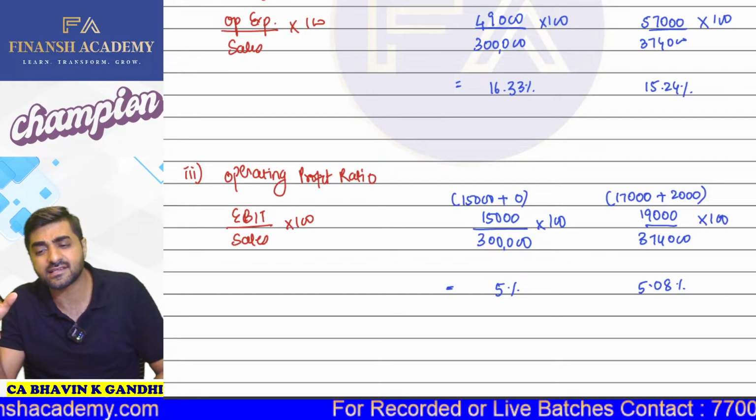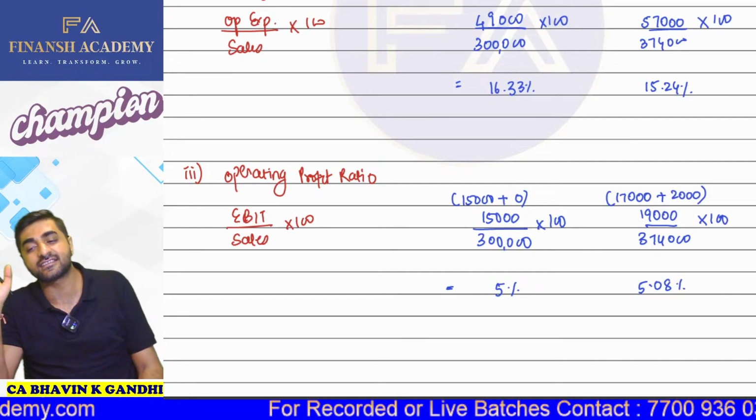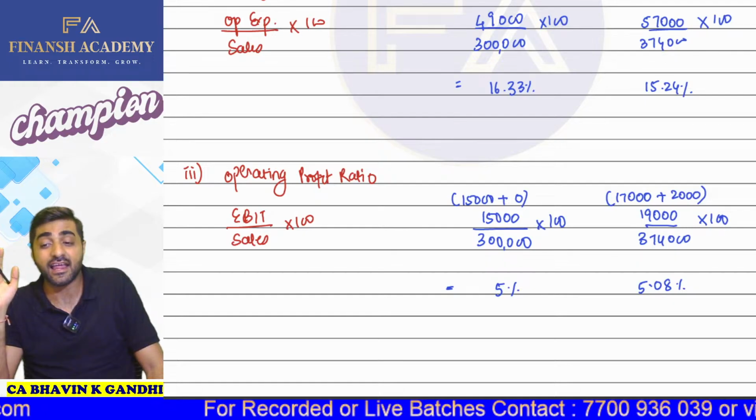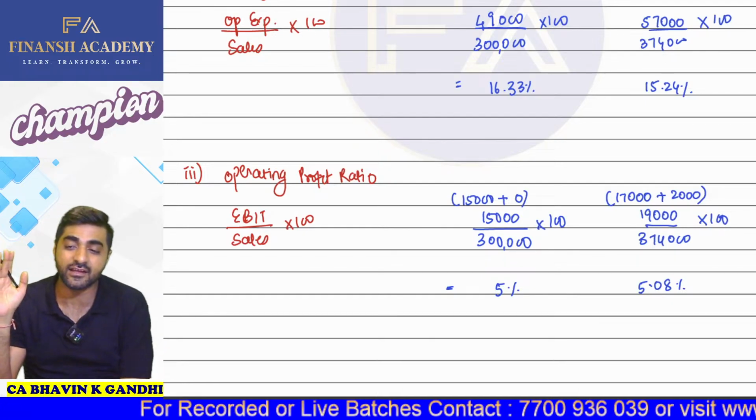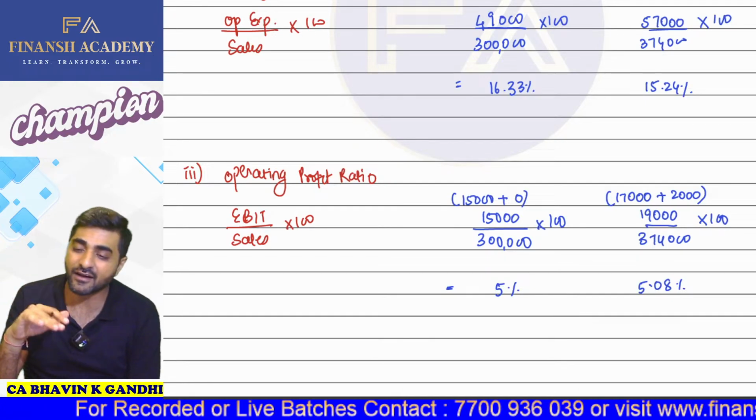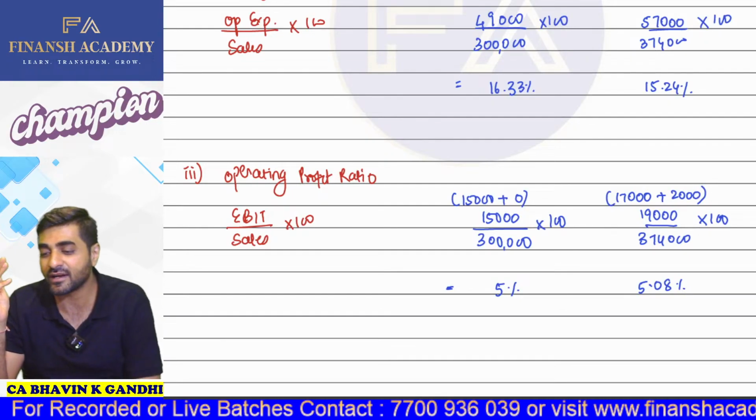Very simple to calculate, guys. So EBIT, divide that by sales into 100. And whenever we are calculating EBIT, what do I have to take? I have to take your net profit and to that I have to add the amount of the interest. So that will give you 19,000.